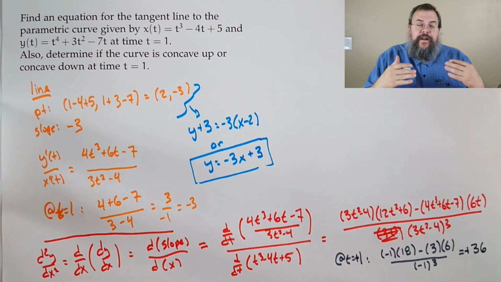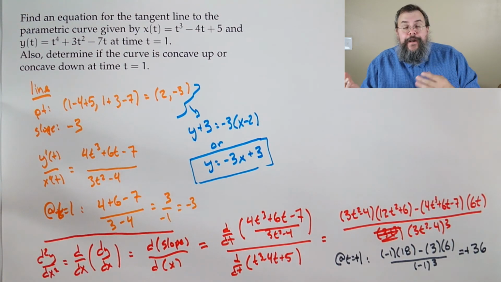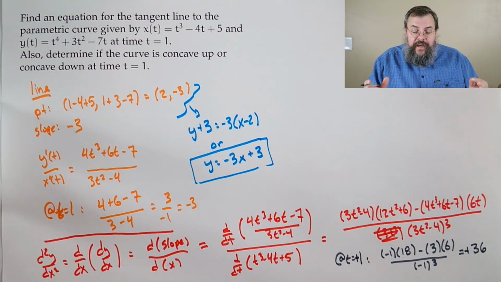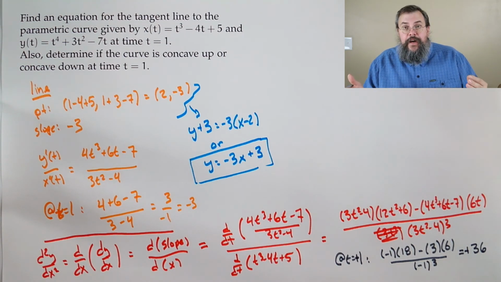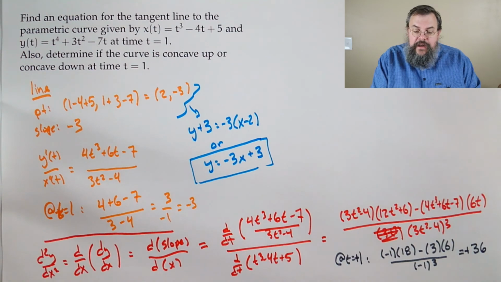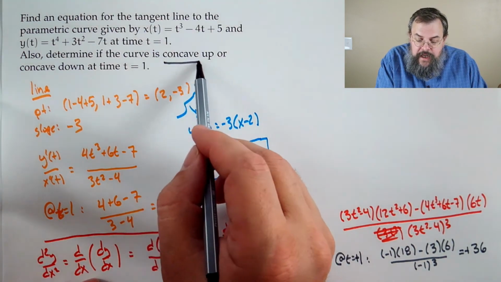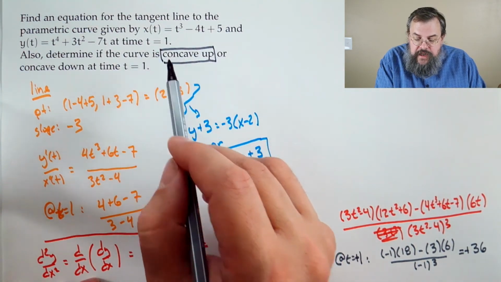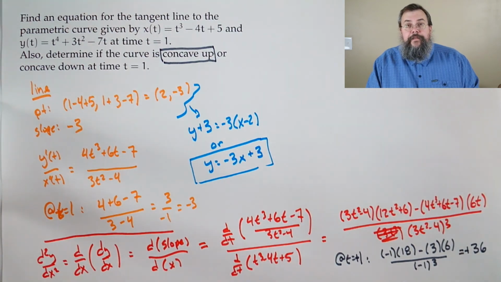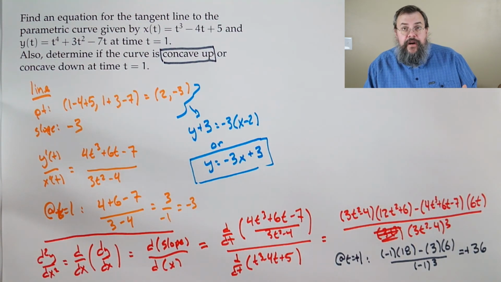Now, in terms of concavity, concavity is about the sign. So are we concave up or concave down? The answer is we're concave up. Wherever the second derivative is positive, we're concave up. Okay, so that answers the second part.